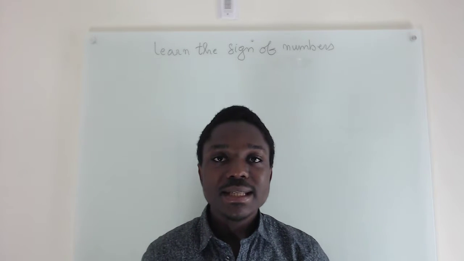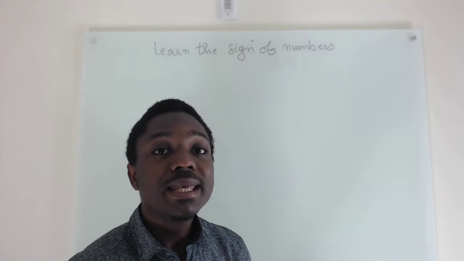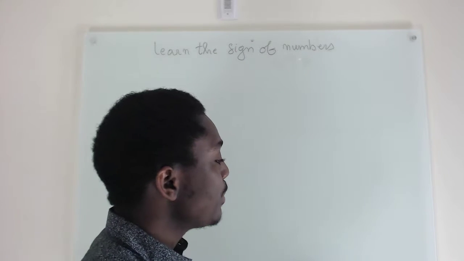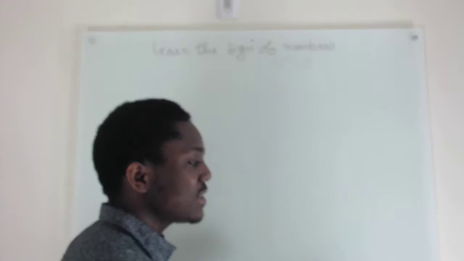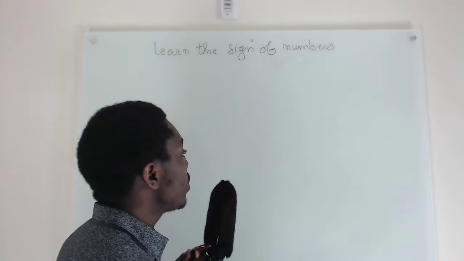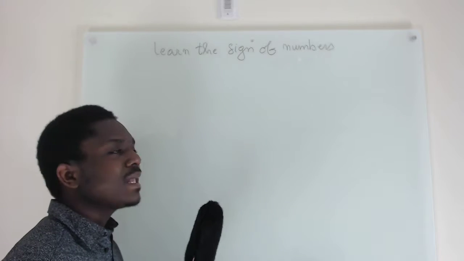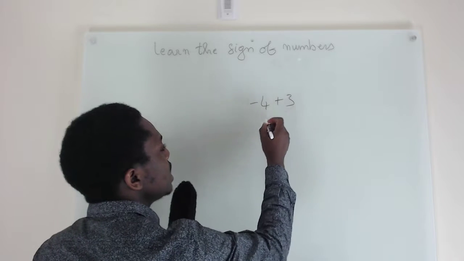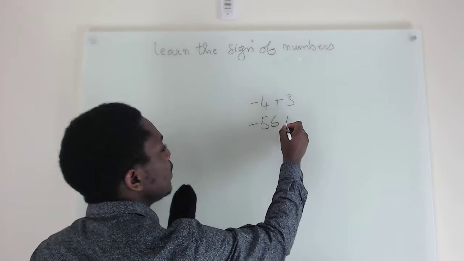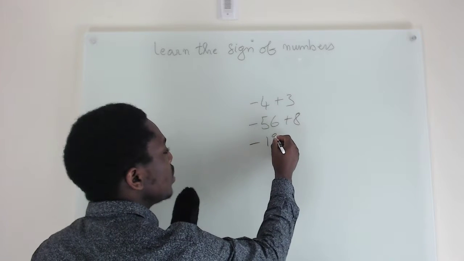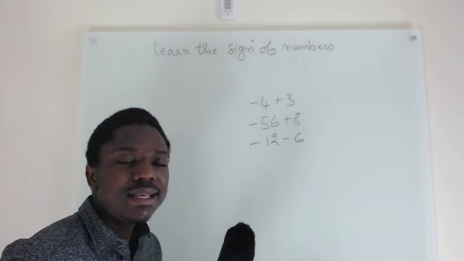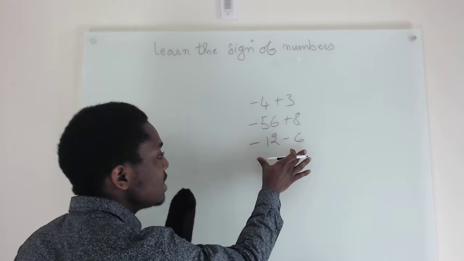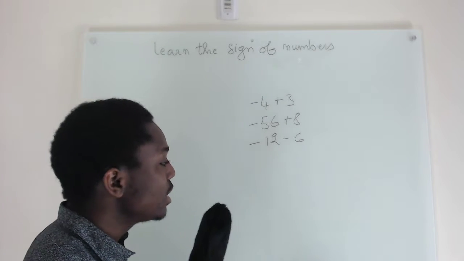I have seen some students making mistakes when adding real numbers. For example, when they are doing their math exercises, whether it's solving a system of equations or any other types of problems. When they encounter numbers like -4 plus 3, or -56 plus 8, or -12 minus 6, I see some students making mistakes when solving these types of exercises, so they end up not getting the right answer.